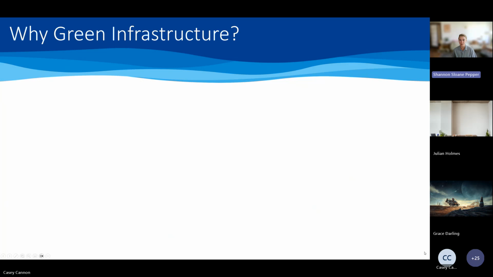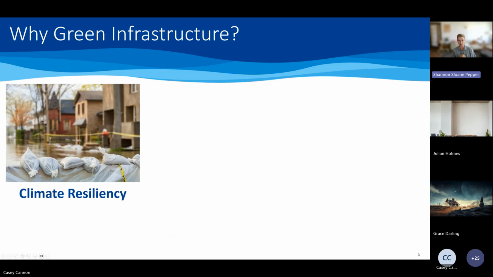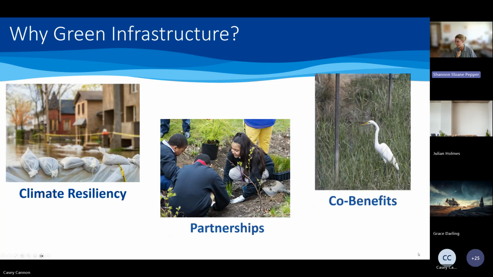So why are we advocating for green infrastructure, which also goes by many names? I've heard nature-based solutions, GSI or green stormwater infrastructure, and blue-green infrastructure. Something to know is that I'm talking about a lot of the same things here. These aren't really super distinct categories. We have a lot of names for similar types of infrastructure. So go ahead and click maybe three times, Casey.